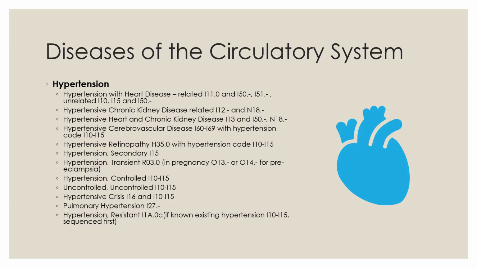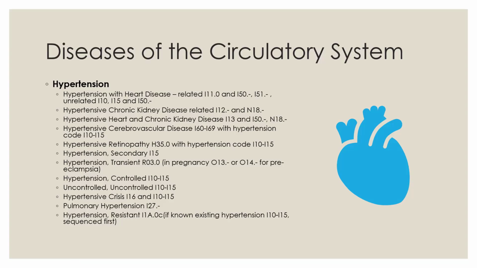Number 9, hypertension uncontrolled. Again, there is not a specific code for uncontrolled hypertension. You would code it to categories I10 through I15 for hypertensive diseases.